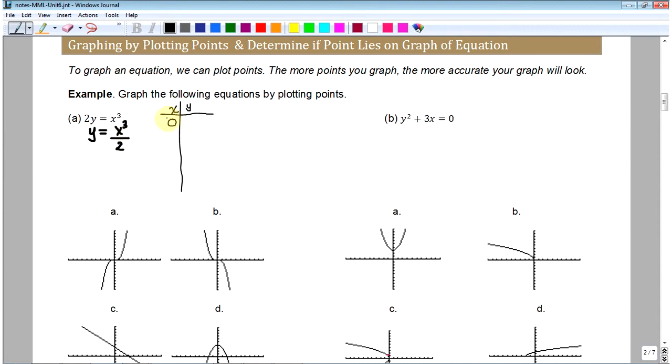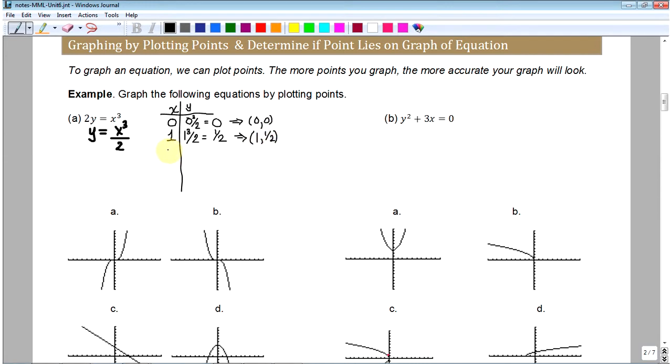When x is equal to 0, y will equal 0 cubed divided by 2, which is just 0. So we end up with the point 0, 0 on our graph. Next, I'm going to pick x equal to 1. So y, according to our equation, will be 1 cubed divided by 2, which is just 1 over 2. So we now have our point, always written as x comma y, 1 comma 1/2.